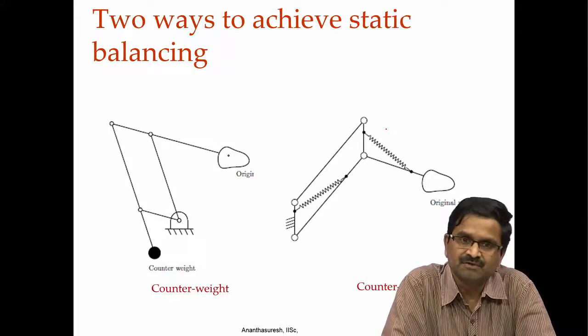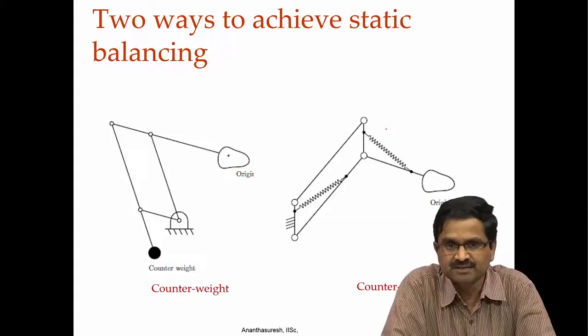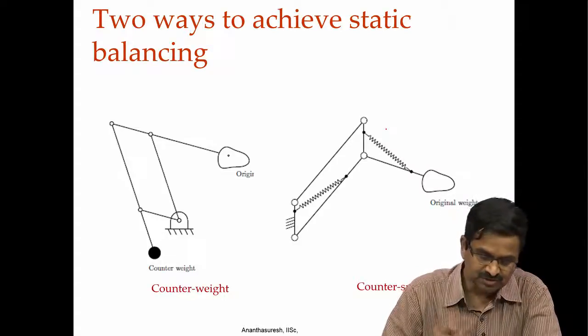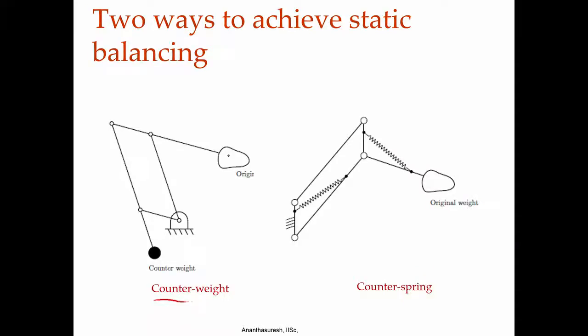In this lecture we will talk about linkages, and in the next two lectures we will talk about how to balance compliant mechanisms using what we discussed today. There are two ways to statically balance: one is called the counterweight, the other is called the counter spring.